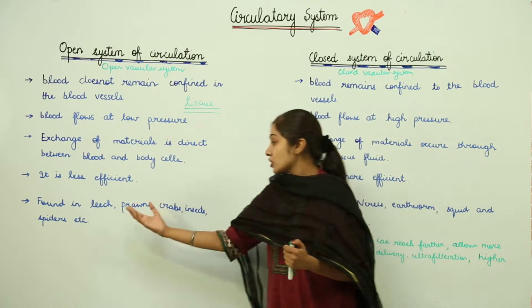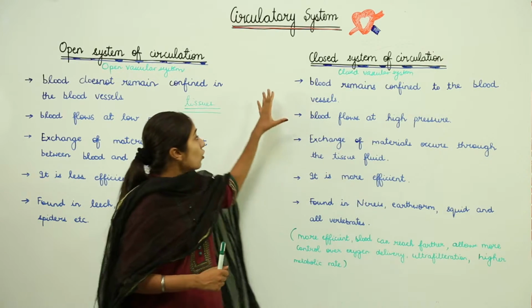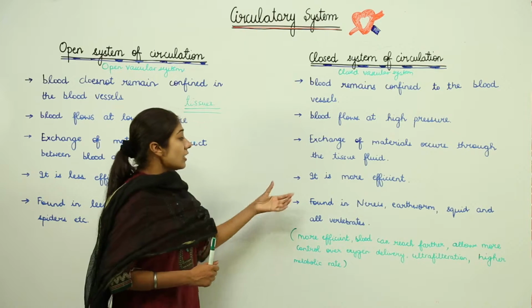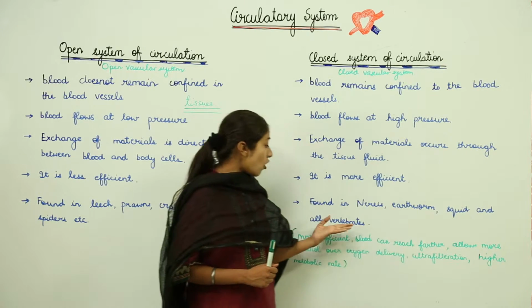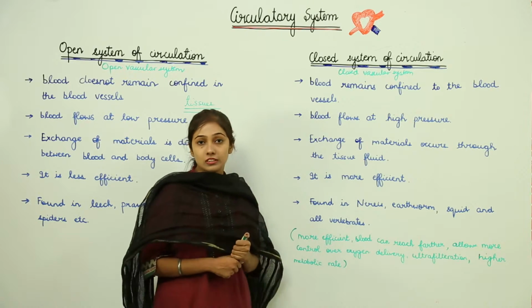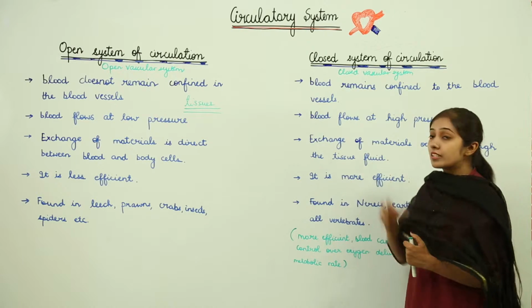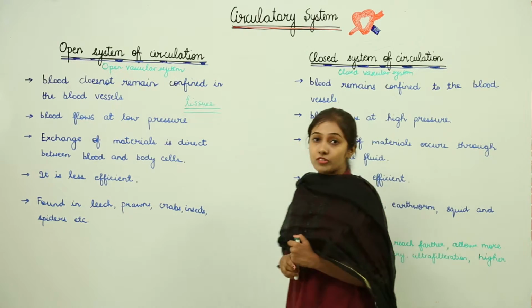It is found in leeches, prawns, crabs, insects and spiders. The closed vascular system is found in nereis, earthworms, squid and all the vertebrates. Now, what are the advantages of the closed vascular system over the open system of circulation?